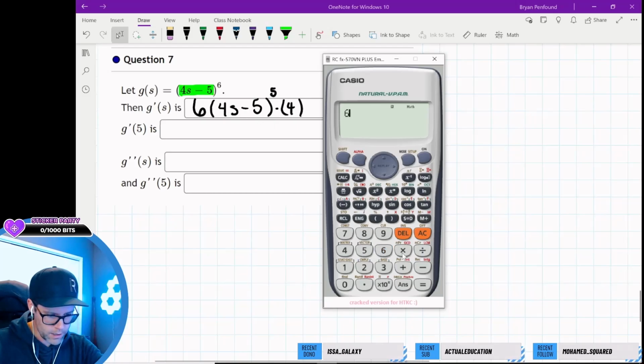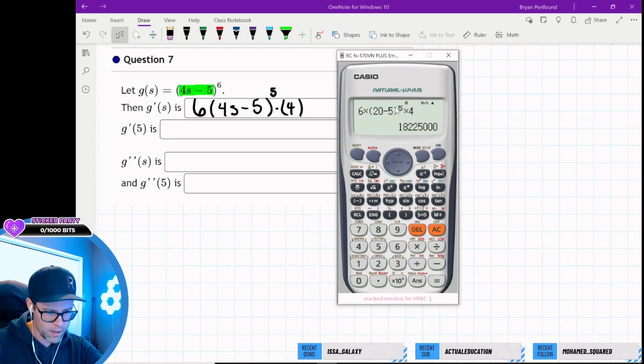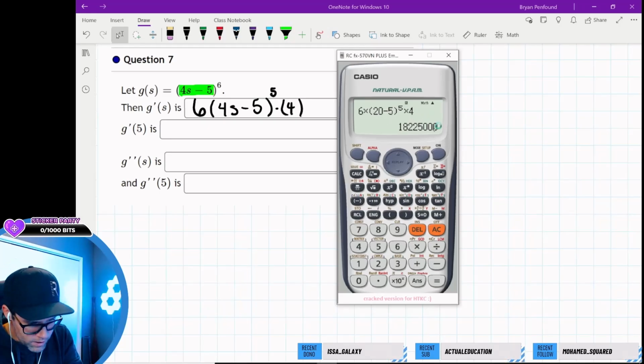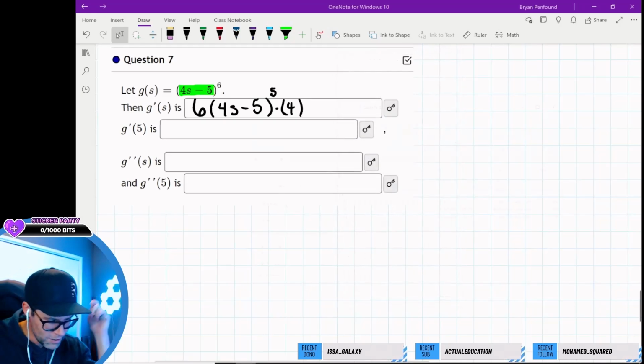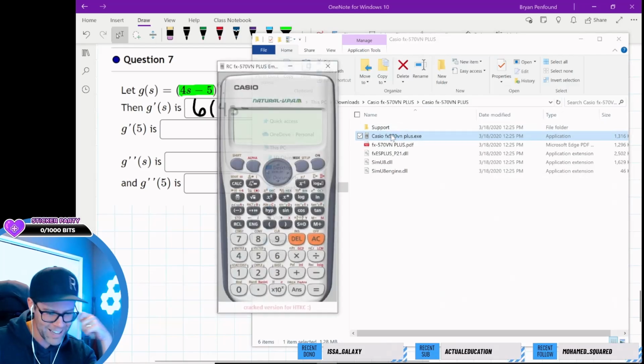Let's go 6 times bracket. We'll go 4 times 5 is 20. Take away 5 to the power of 5. And let's multiply that by 4. That's huge. I guess that's not surprising because we have a really big power. This is 15 to the power of 5. So this is really big. I should probably not touch the calculator. I knew it was going to do that.